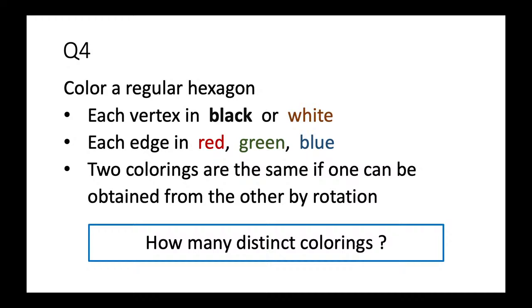Question number 4, we are coloring a regular hexagon. The vertex of the hexagon can be colored either in black or in white. And each edge can be colored in red, green, or blue. Two colorings are the same if one can be obtained from the other by rotation. So we assume that the hexagon is rotating on the plane only, and we are not doing any flipping. Then we want to find out how many distinct colorings there are.